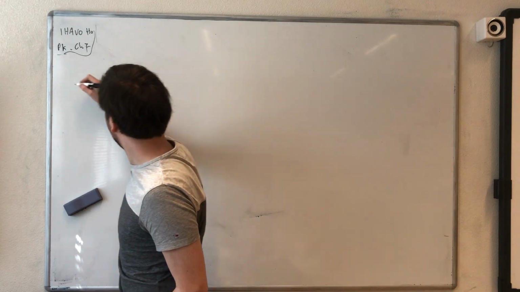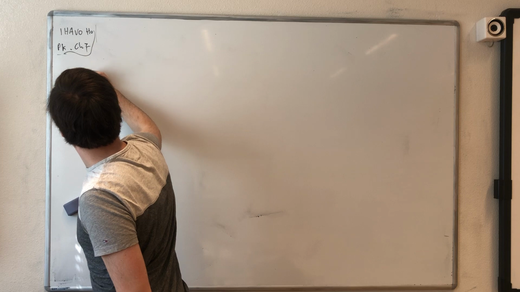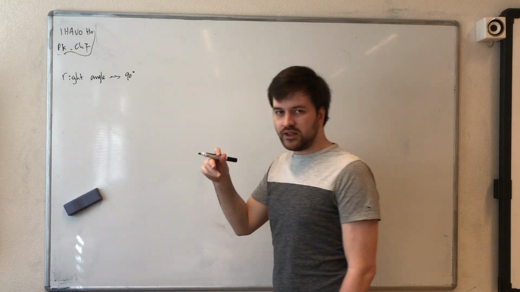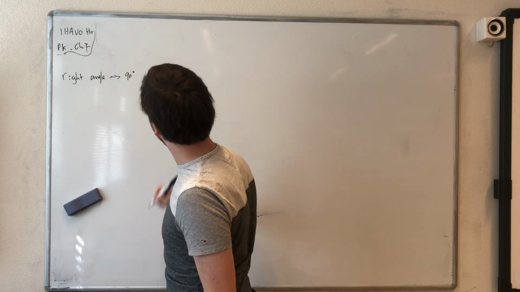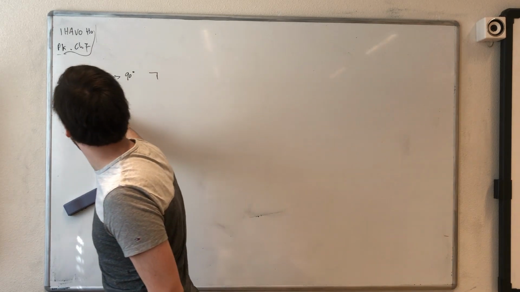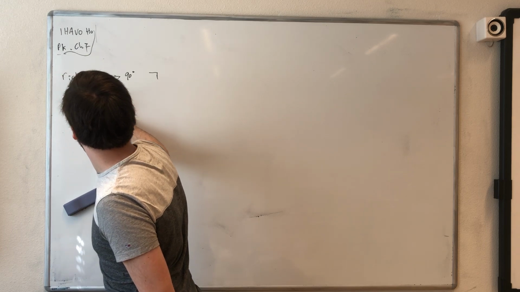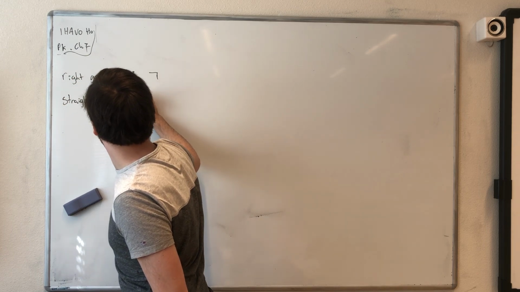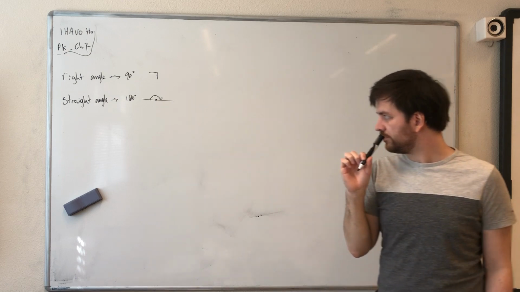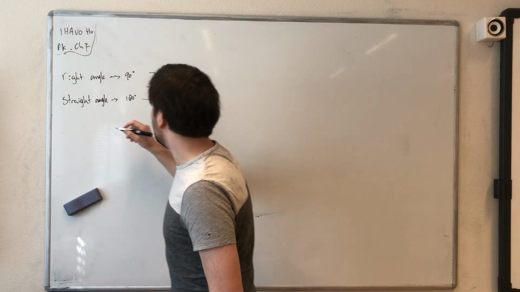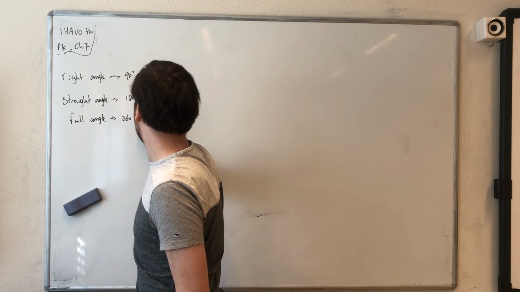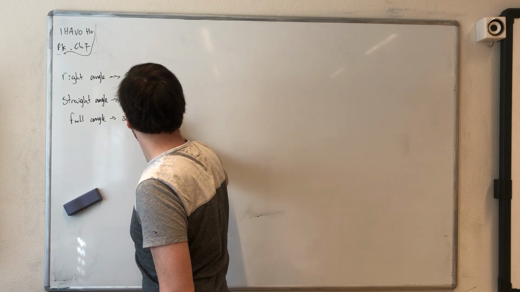Some of them were, for example, a right angle. A right angle was 90 degrees, and usually when you draw it, it looks like this. Besides the right angle, you also had a straight angle, which was 180 degrees, and it looked like this. Last but not least, the full angle, which was 360 degrees. So basically all the way around.